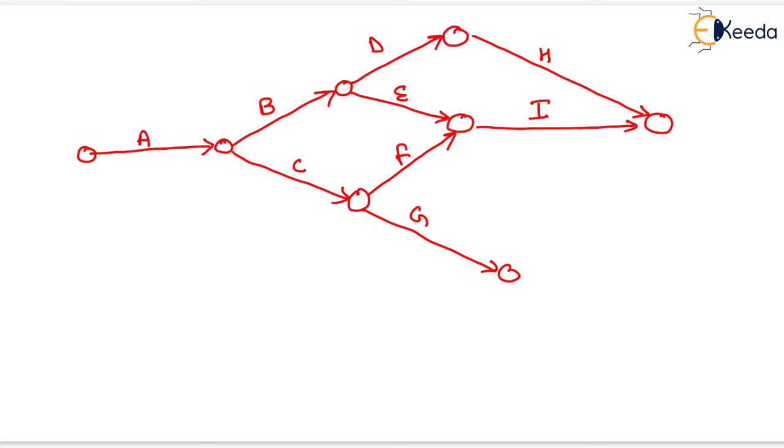Now for activity F, the preceding activity will be C, which is shown here, and succeeding activity will be I, which is shown here also. As well as for G, the preceding will be C and succeeding will be J. So we will draw J here.